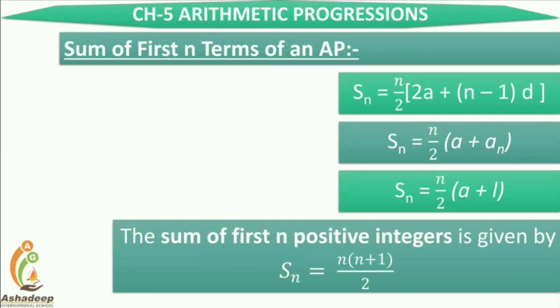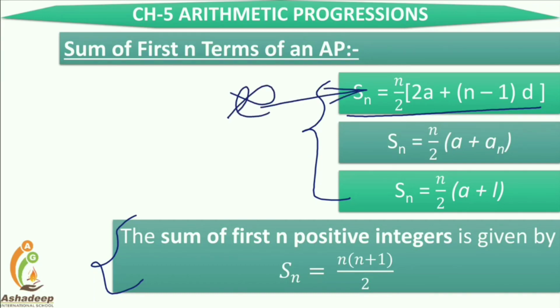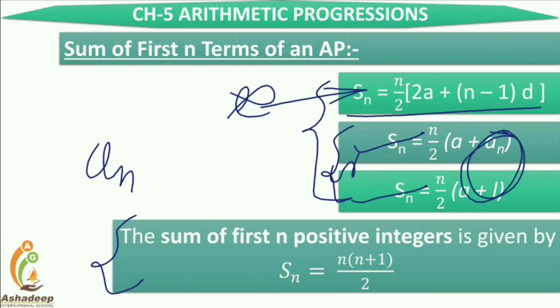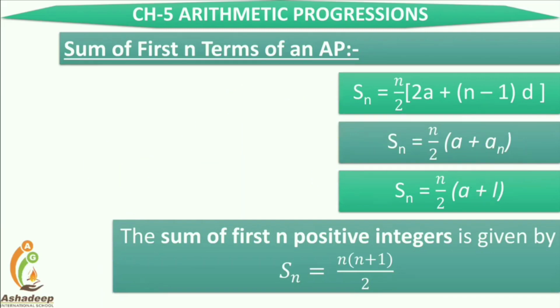Let's start with the formulas that we already saw in the previous lecture: Sn is equal to n by 2 into (2a plus (n minus 1) into d). When we do not have the last term, we use this formula. When we have the last term, we use Sn this or this. Any one we can use, because an is nothing but the l.